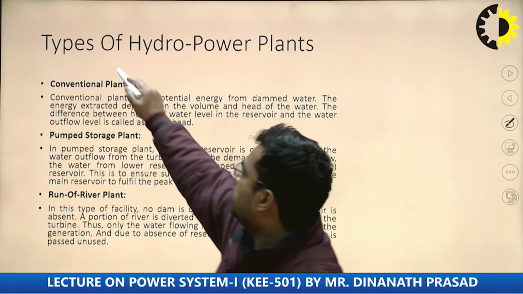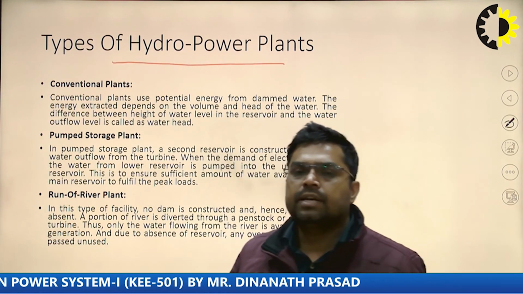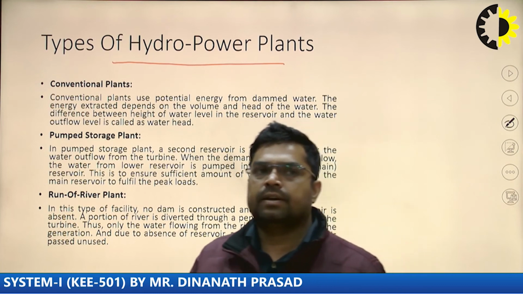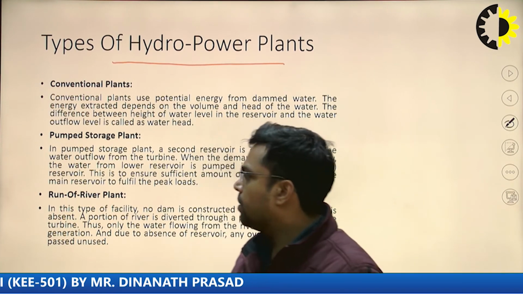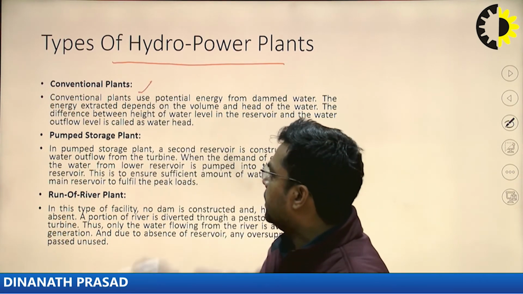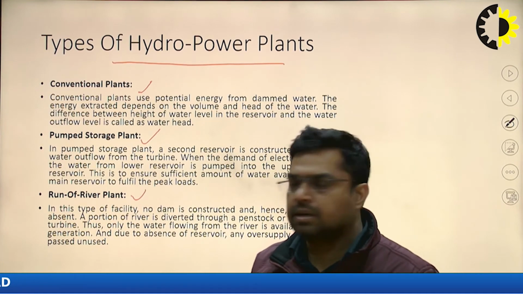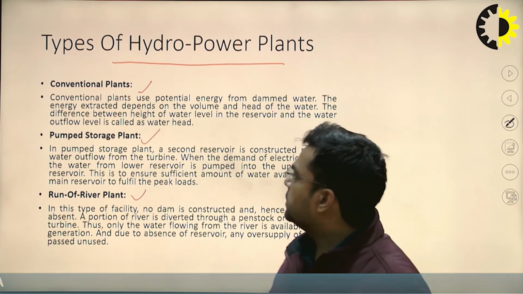Now we will discuss the types of hydroelectric power plant. There are various ways to classify the types of hydroelectric power plant. One classification is conventional plant, pump storage plant, and run of river. What are the differences? Conventional plants are the basic.